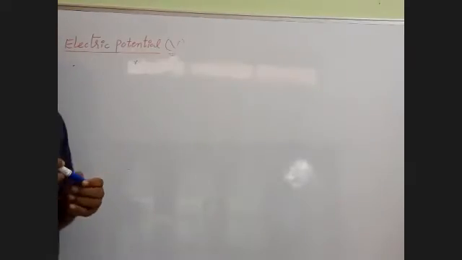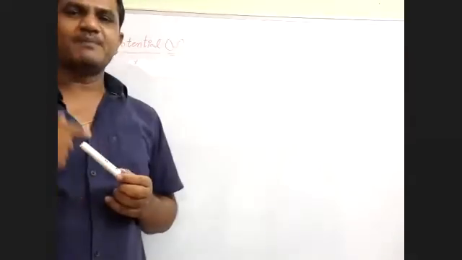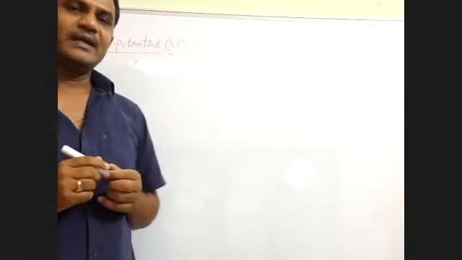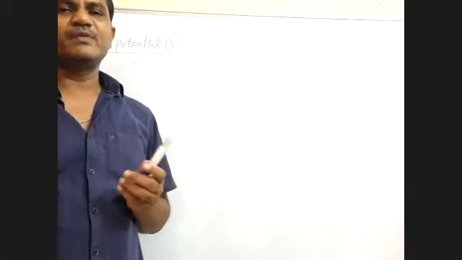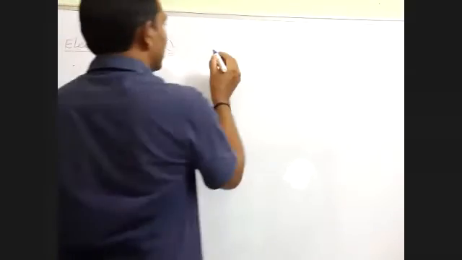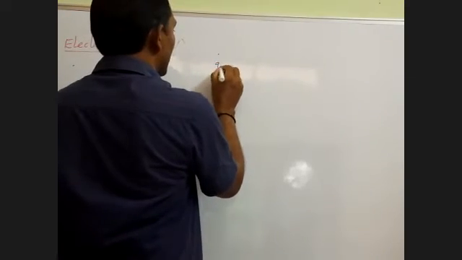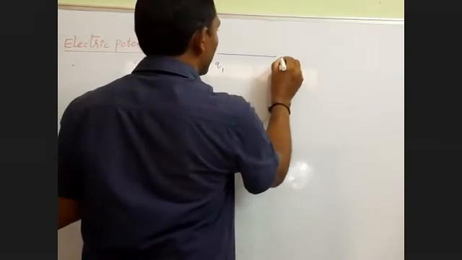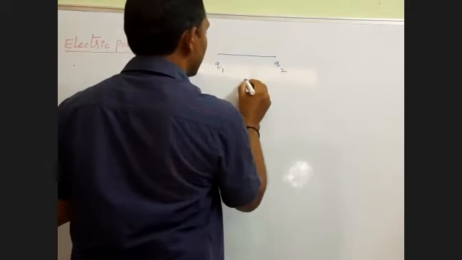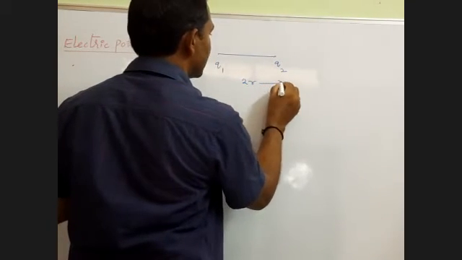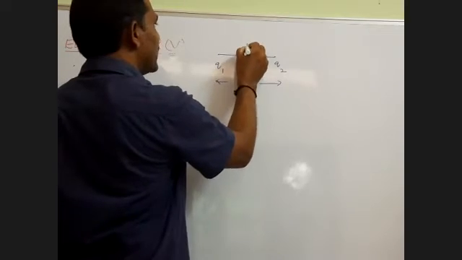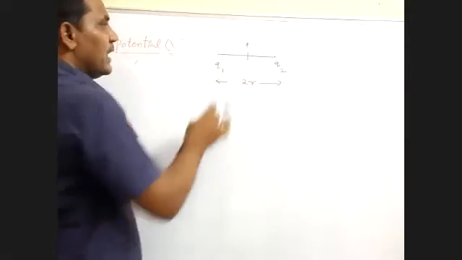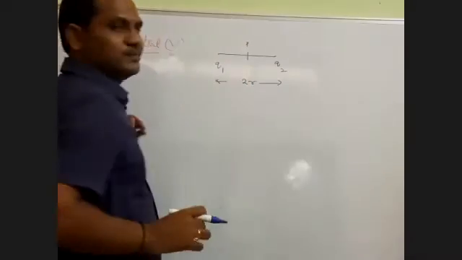Electric potential due to a point charge Q is 1 by 4 pi epsilon naught Q by r. If there exist many charges, the net potential equals the sum of individual potentials. Suppose charges Q1 and Q2 are separated by the distance 2r. We have to calculate the potential exactly at the midpoint on the line joining them.